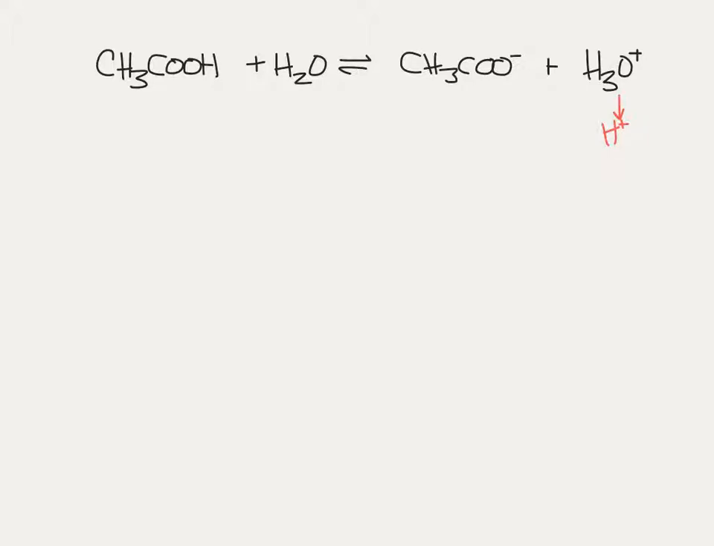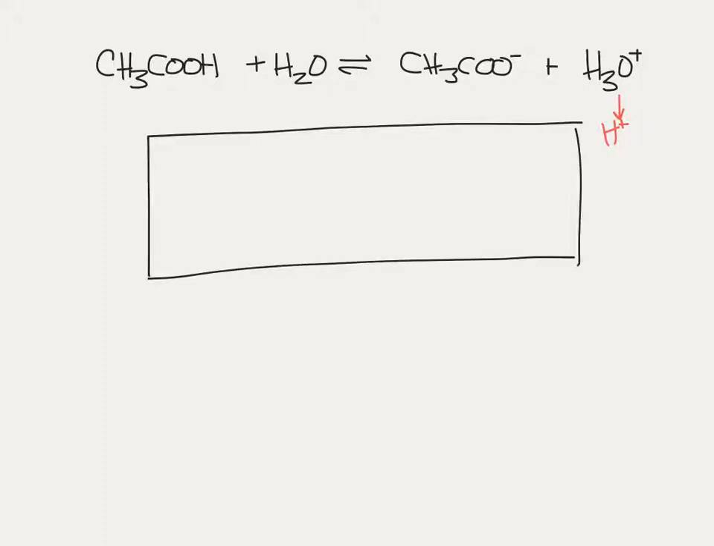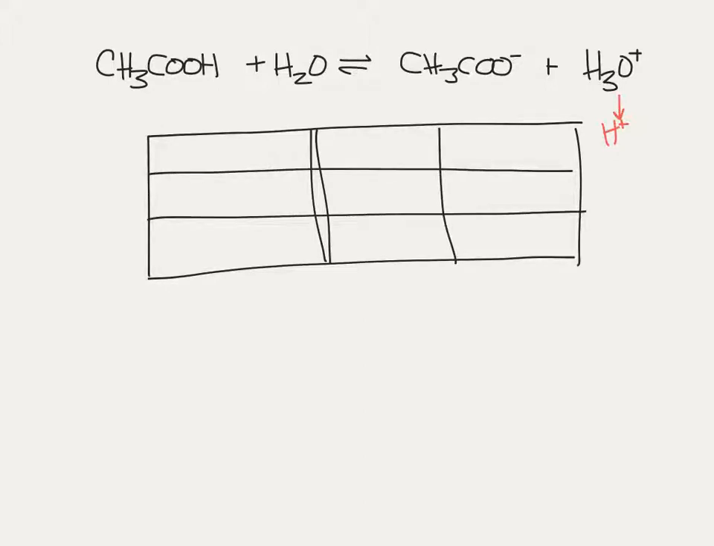Okay, then I can set up an ice table. Don't forget to ignore water. It is a liquid in this case, so we don't write it in our equilibrium expressions. And I can take my arbitrary numbers of starting 0.10 molarity for the acid and 0 for the hydronium so far, and 0.10 molarity for the acetate ions.